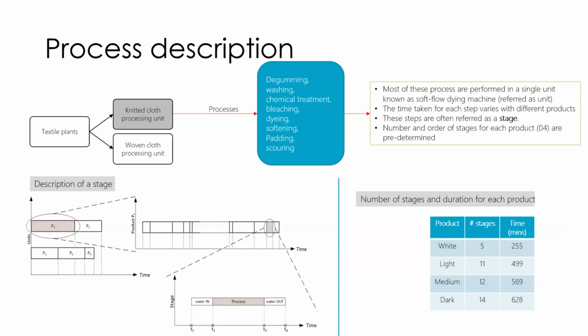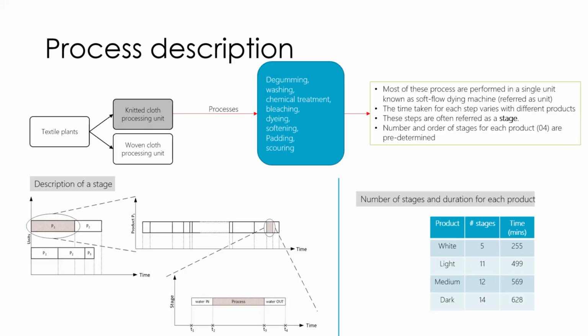So this is the process description. You have a textile plant, you have a knitted cloth processing unit, and a woven cloth one. Knitted cloth is where we are focusing. We have a process with degumming, washing, chemical treating, all of this. This is a typical batch process. It operates in batch mode, and all of these processes happen in a soft flow dyeing machine, referred to as the unit in this approach.